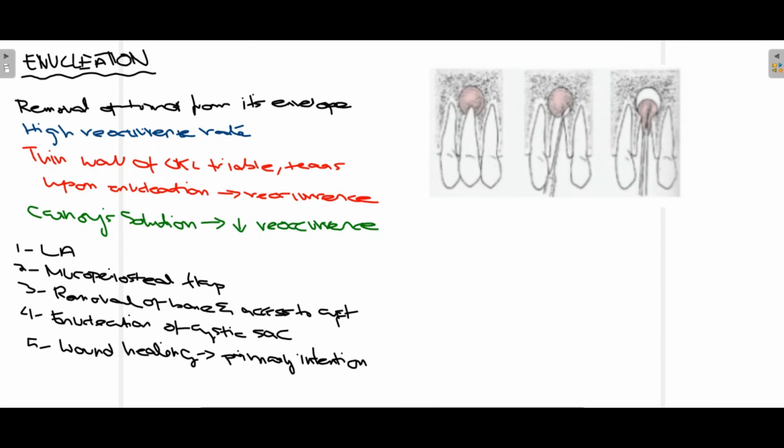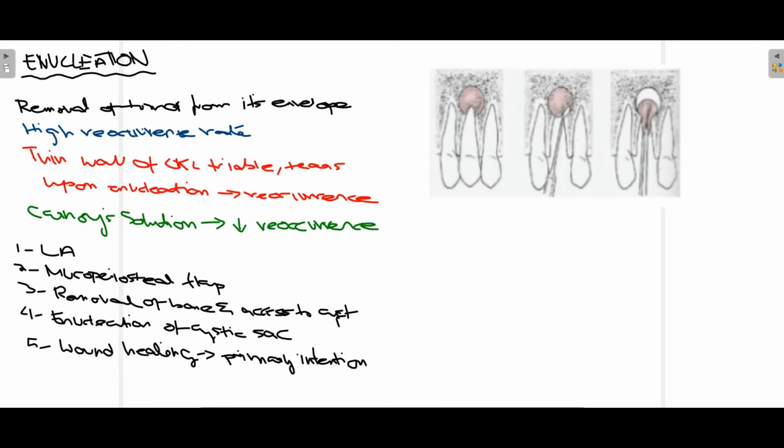Because the thin wall of OKC that is present is friable, when you perform enucleation, there are chances that this thin wall will break, and when it breaks, the remnants of this OKC might be left in the cavity, especially satellite cysts, which are associated with high recurrence rates. Sometimes you can use Carnoy's solution when you scoop out this entire cyst and you place Carnoy's solution inside it. The recurrence rate decreases as compared to not using Carnoy's solution.